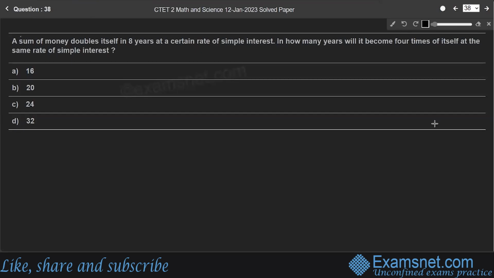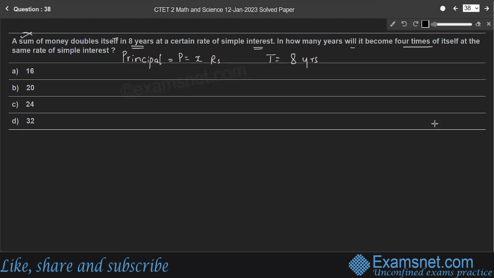Question 38. A sum of money doubles itself in 8 years at a certain rate of simple interest. In how many years will it become 4 times of itself at the same rate of simple interest? Here, students, a sum of money doubles itself means if you consider the principal P as x rupees, then it doubles itself in 8 years. So in the duration of 8 years, it becomes double its original amount.